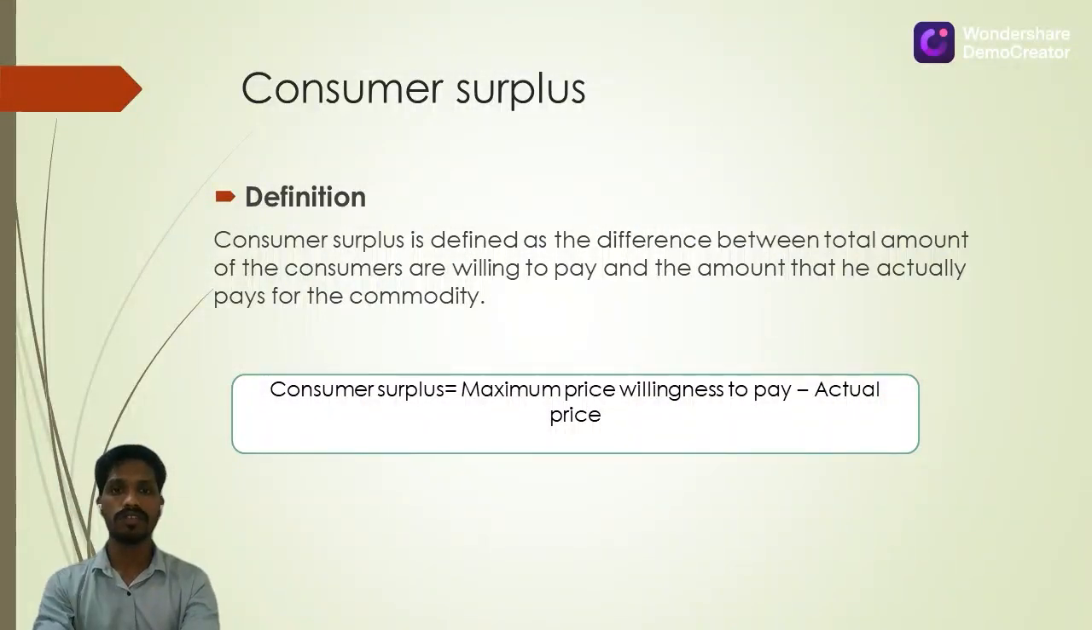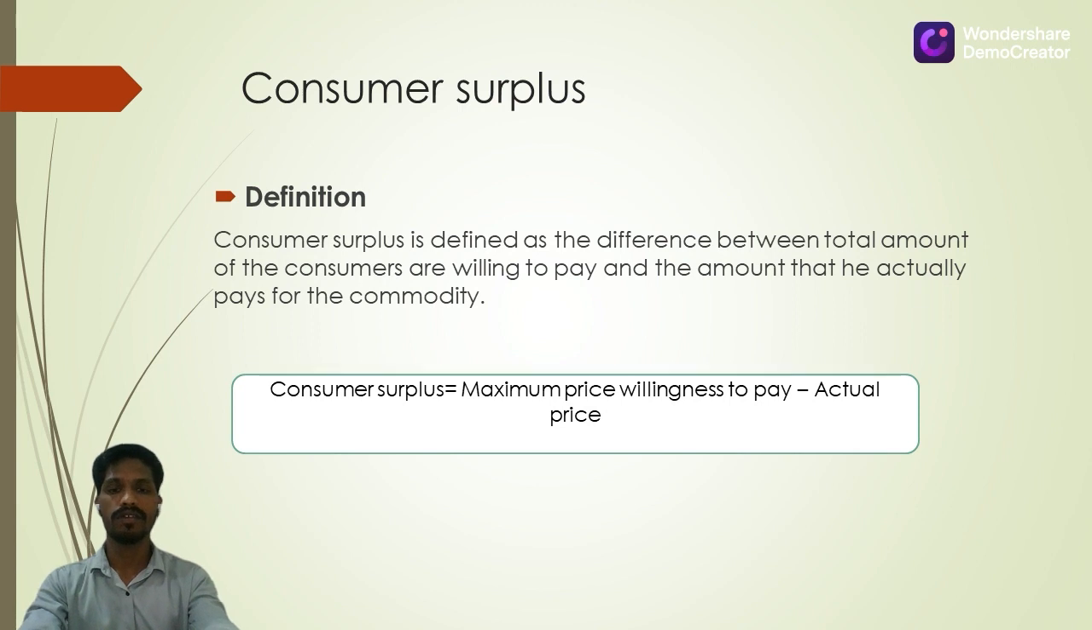Consumer surplus is defined as the difference between the total amount the consumer is willing to pay and the amount that he actually pays for the commodity. That means consumer surplus is equal to maximum price willing to pay minus actual price paid.